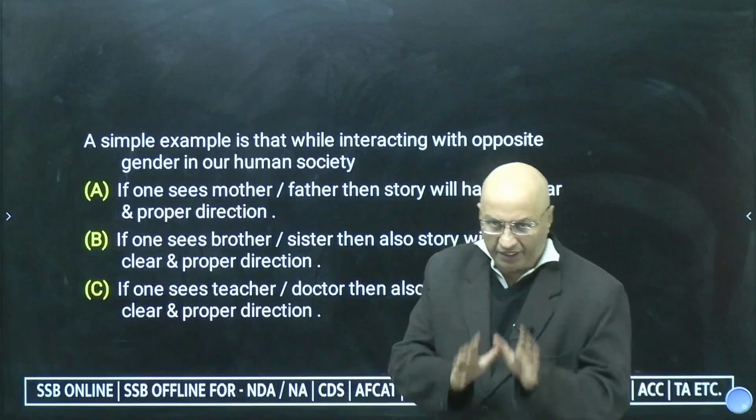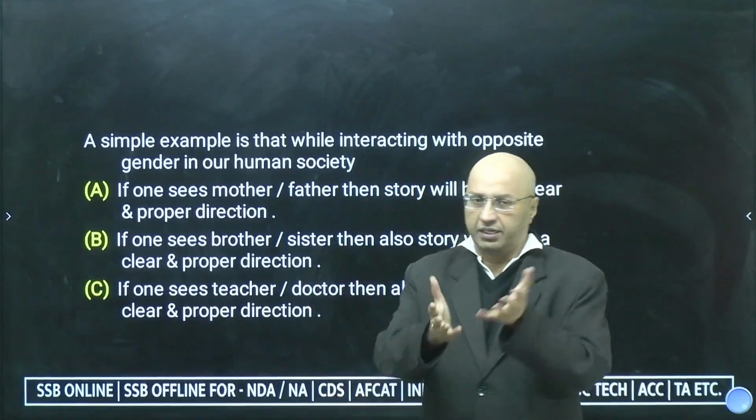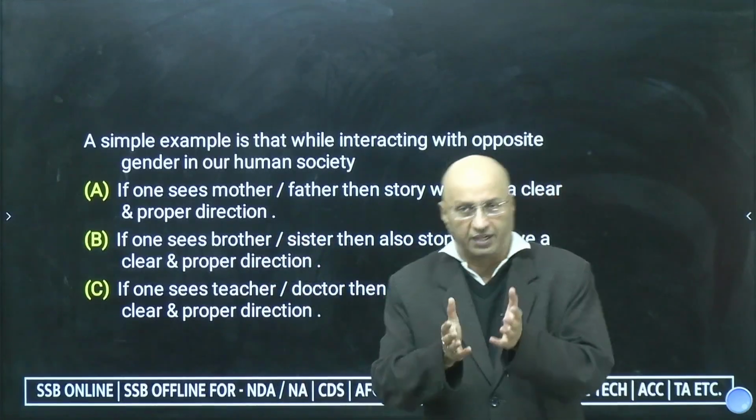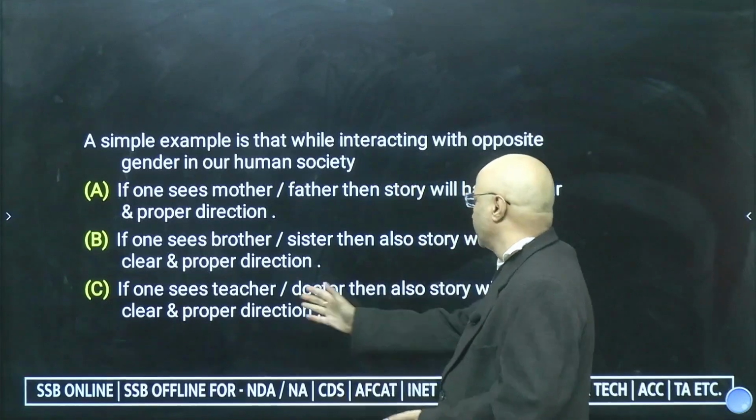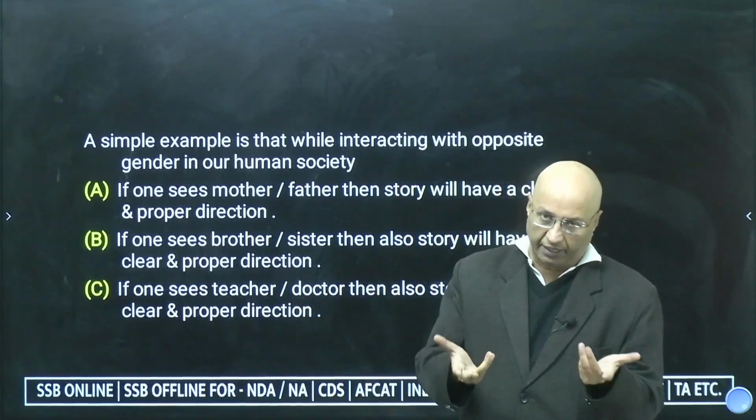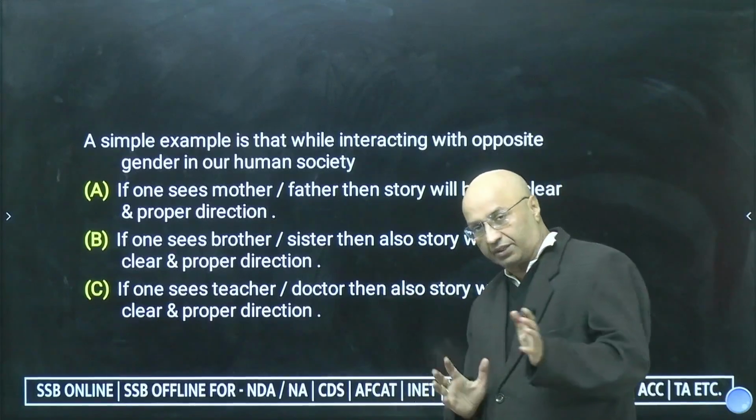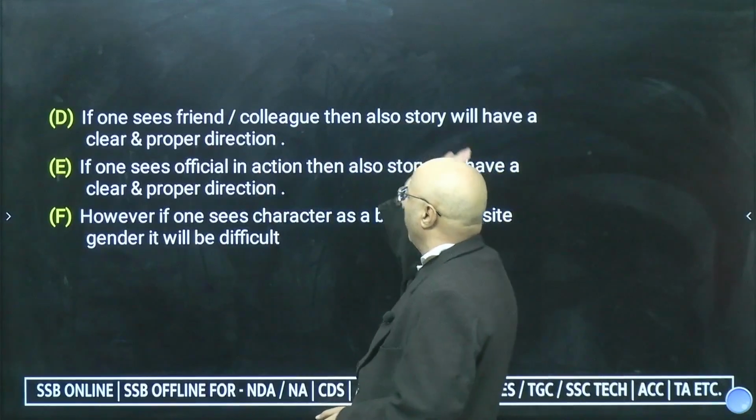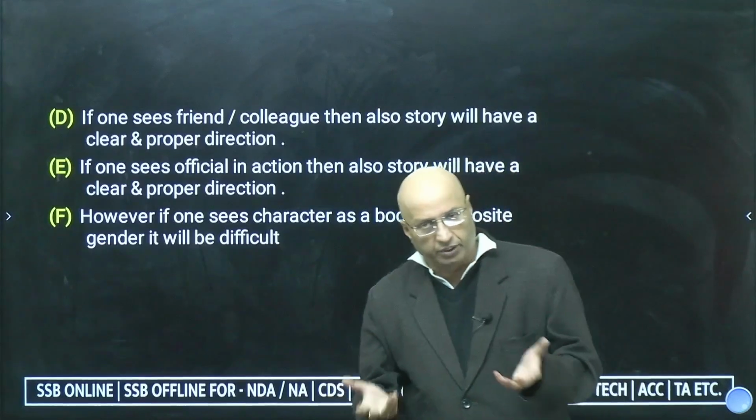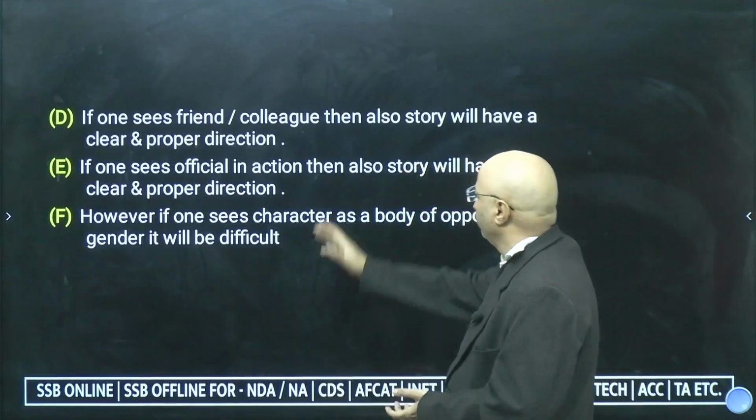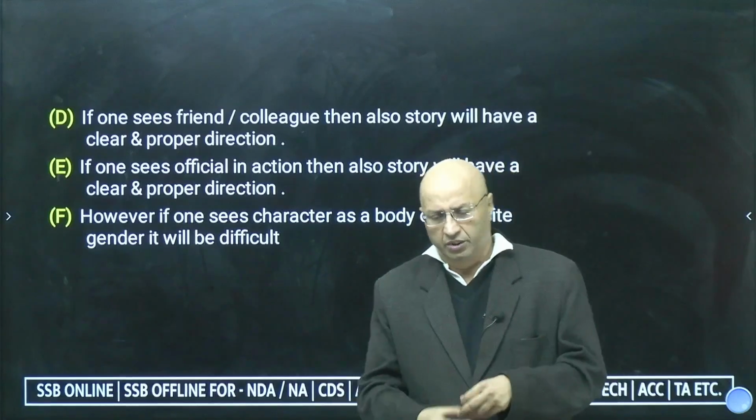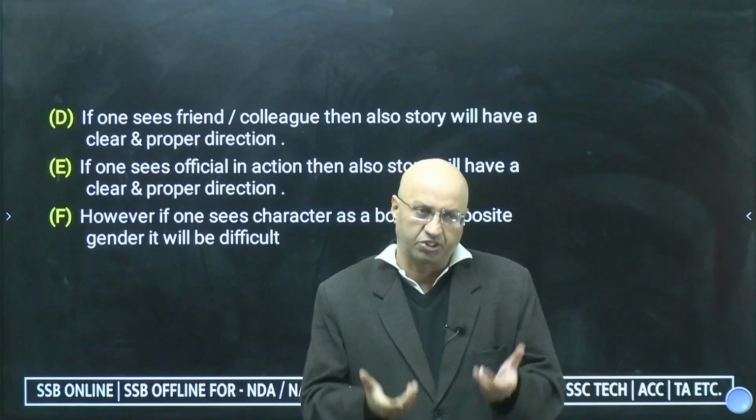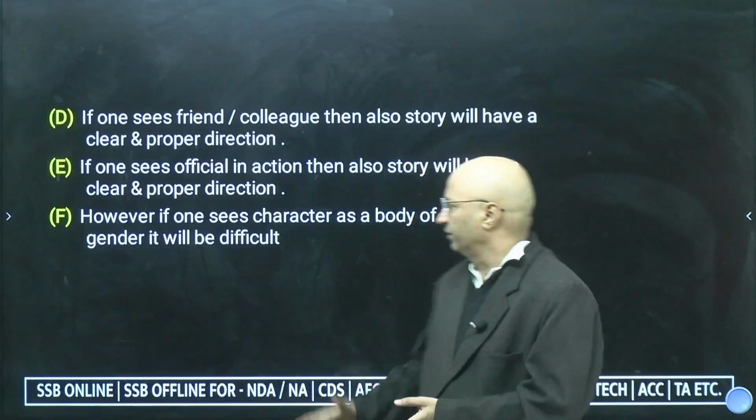If you see as a mother, father, then the story will have a clear and proper direction. Am I right? If you see as a brother, sister, then also the story will have a clear and proper direction. If you see as a teacher, doctor, because that can happen with the opposite gender, then also you'll have a clear and proper direction, and your story will go fine. If you see one as a friend or colleague, then also the story will go in a clear and proper direction. And if you see a person in an official capacity, not as an individual, like a district magistrate or other officials, then also this direction.